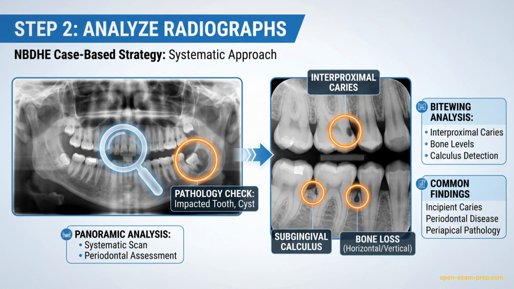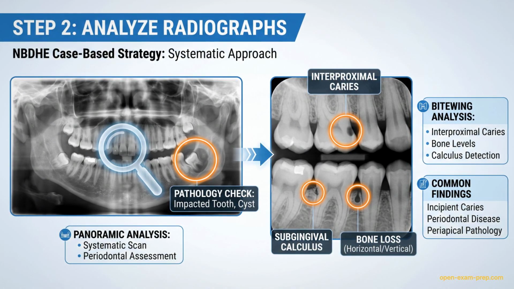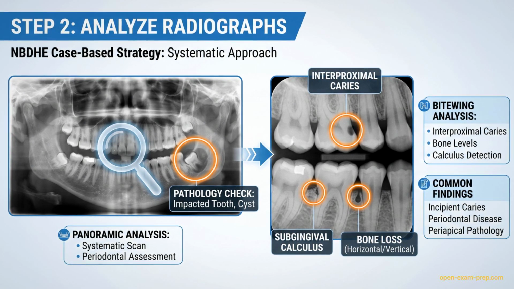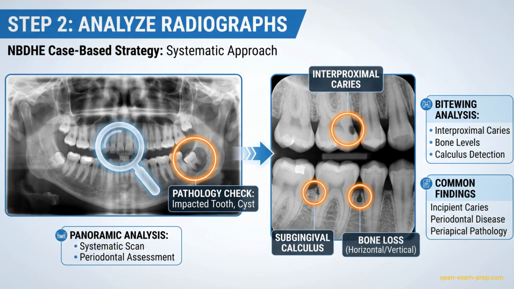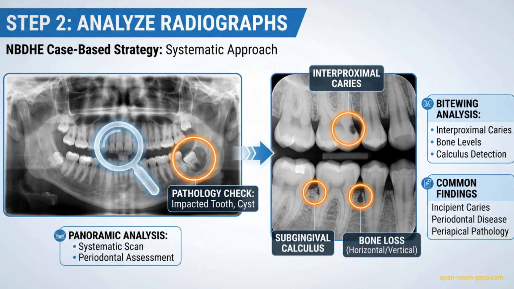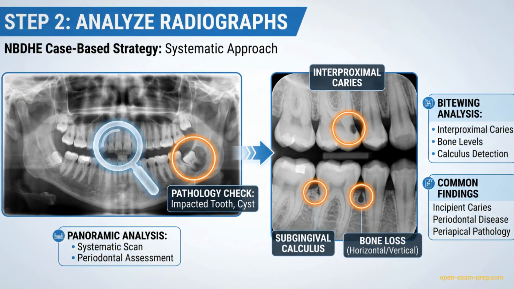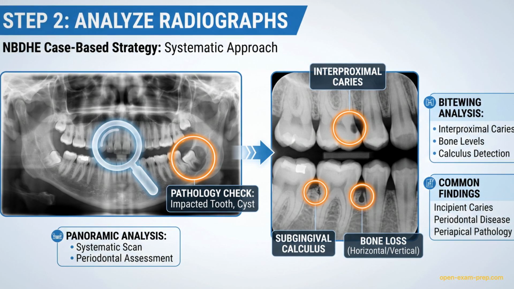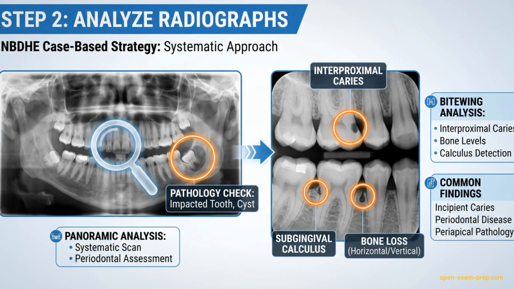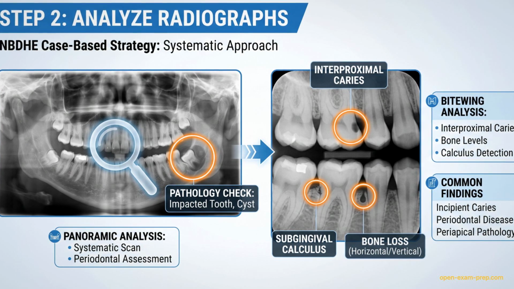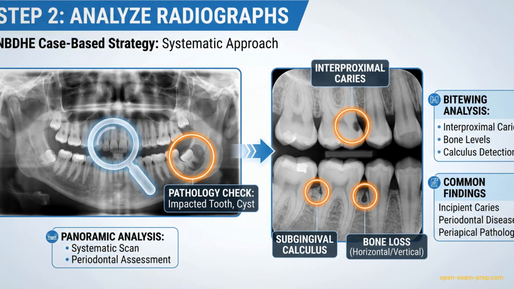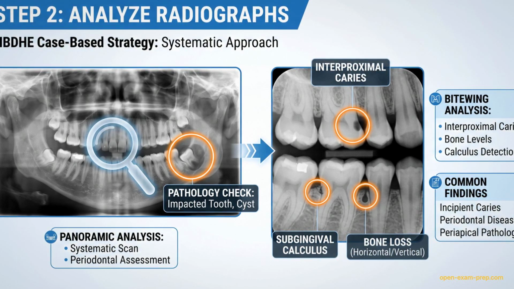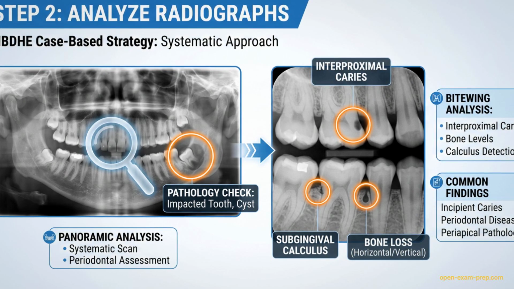planning. Next, dedicate 90 seconds to analyzing the radiographs. This is a high-yield area where many points are won or lost. Use a systematic approach. For a panoramic, scan from one side to the other, checking for pathology, bone levels, and restorative work. For bite wings, your focus is on interproximal caries, posterior bone levels, and calculus. Train your eyes to spot common findings like incipient caries, vertical bone loss, and periapical pathology. A disciplined radiographic review is absolutely essential for an accurate diagnosis.